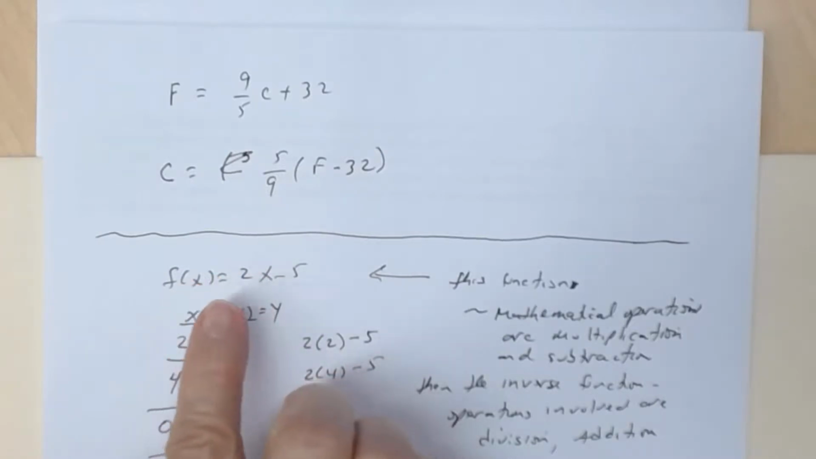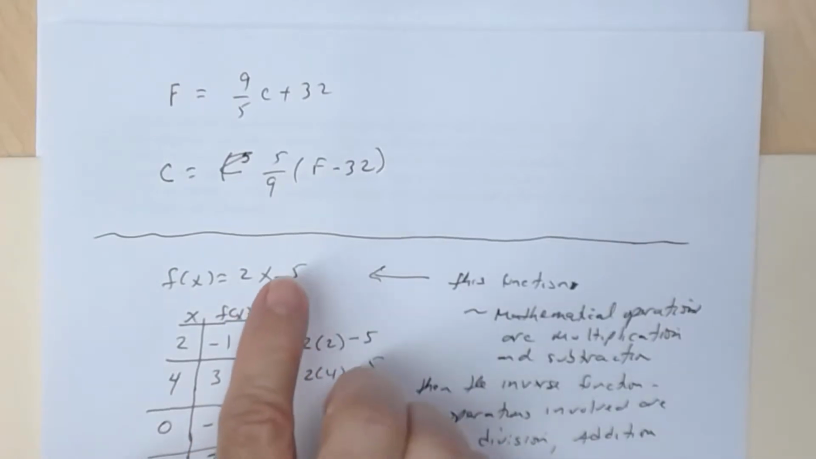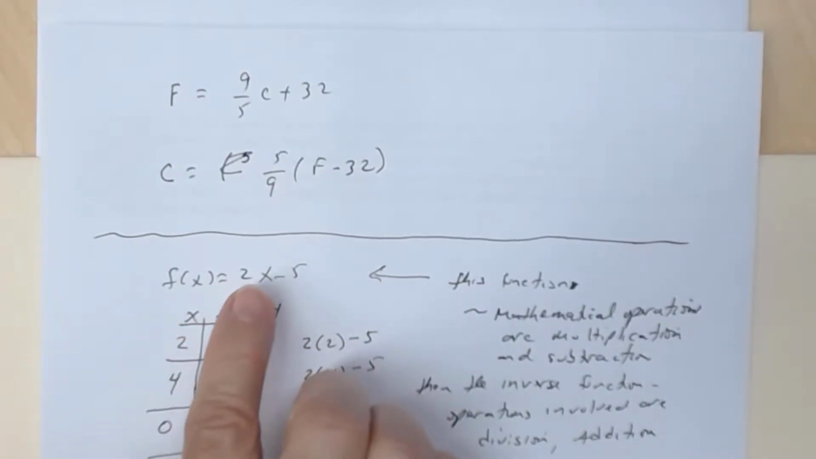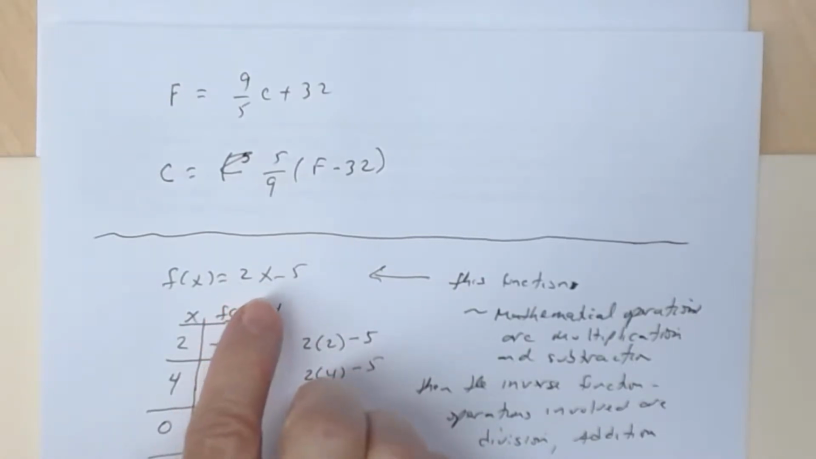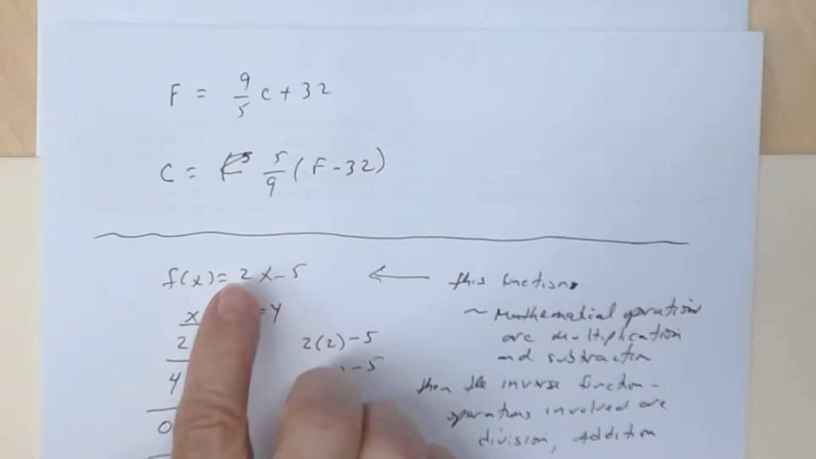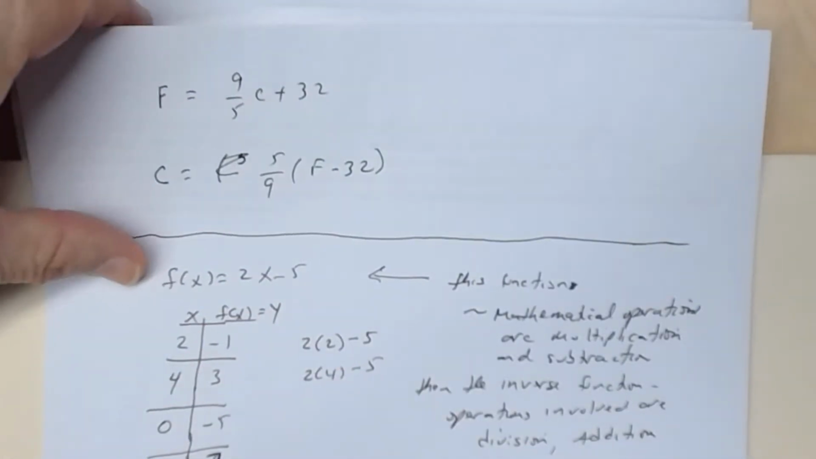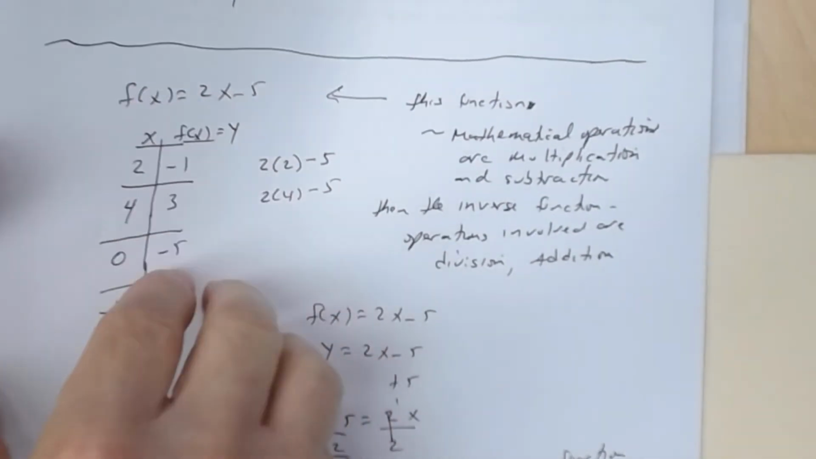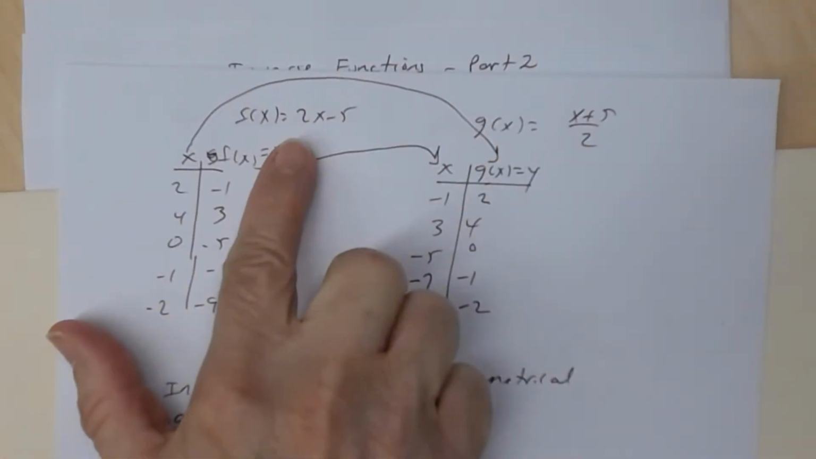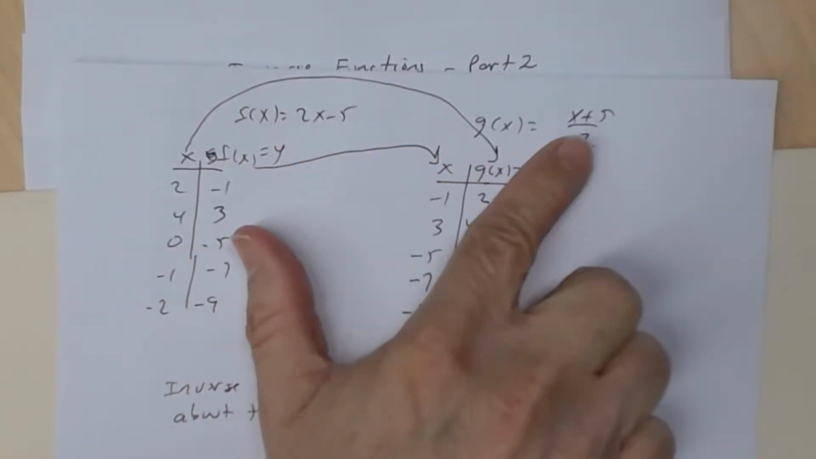So to undo this operation, to find its inverse, we have to do the opposite. If this function uses the operations multiplication and subtraction, then the inverse function will involve the operations addition and division. And in fact, we saw that the inverse function for f of x equals 2x minus 5, and I can use this one instead so they'll be side by side, the inverse function of f of x is g of x, which is x plus 5 divided by 2.